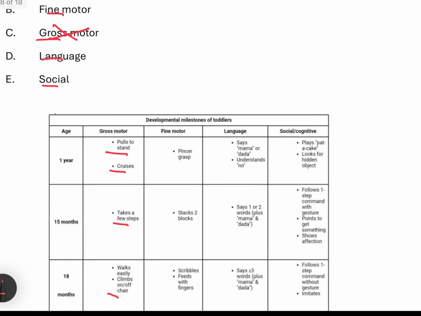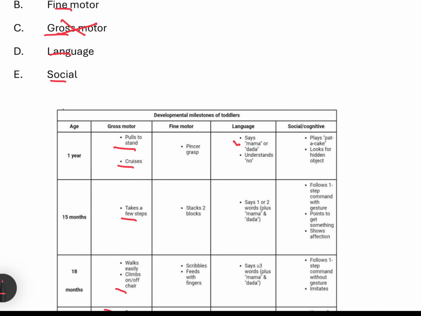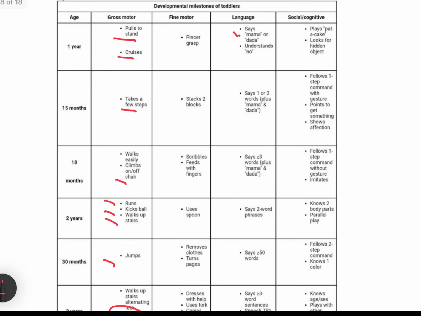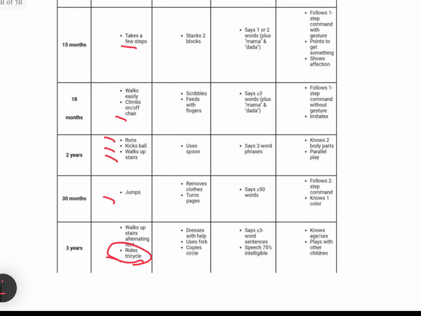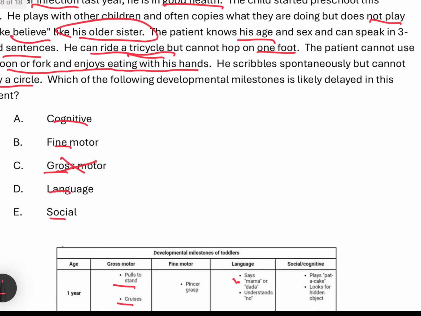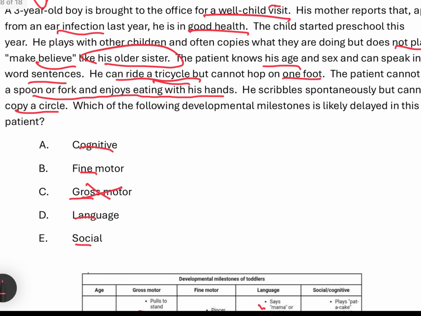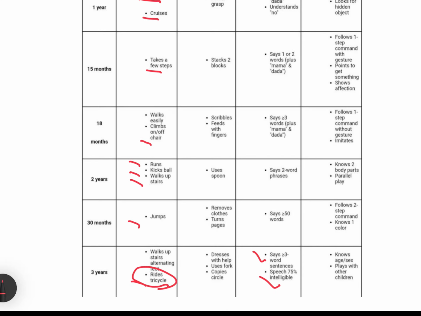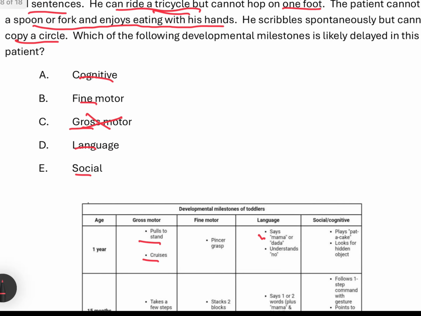Now we are moving to the next, that is language. Says mama, dada, understands no. Says 1-2 words, says more than 3 words, says 2-word phrases, says more than 50 words, says greater than 3 words, and sentences are 75 percent intelligible. Here, they said he is in good health and is in preschool. And secondly, he can speak in 3-word sentences, as they mention, saying 3 or more than 3 words. So language is fine, so the answer is not language.